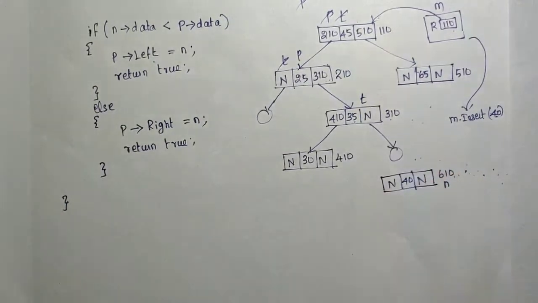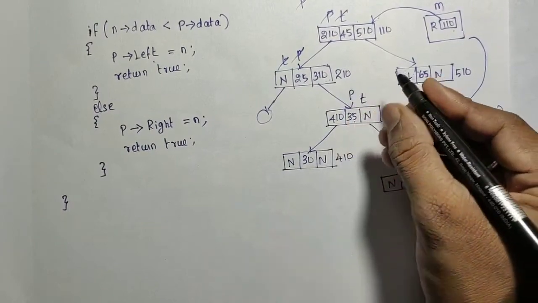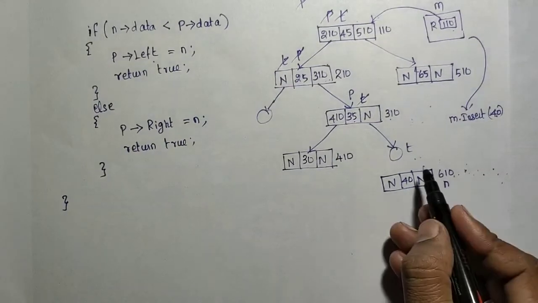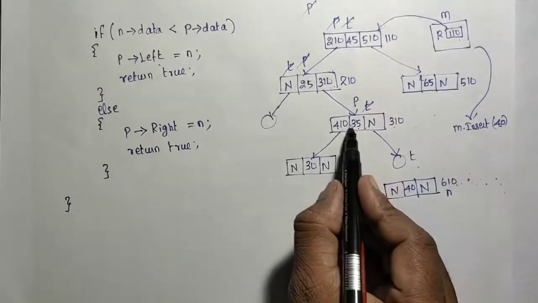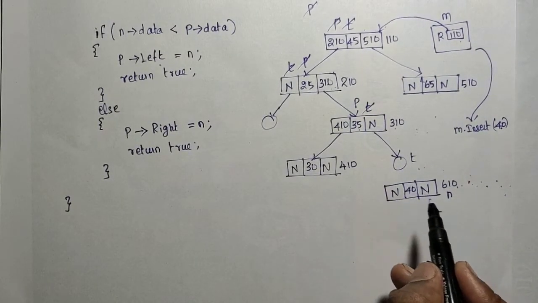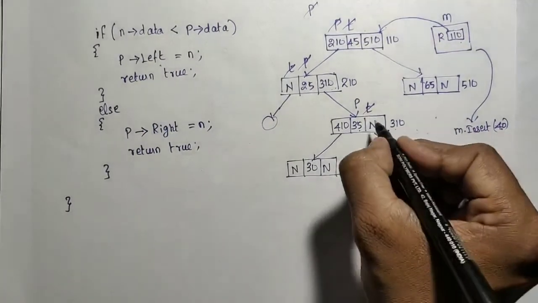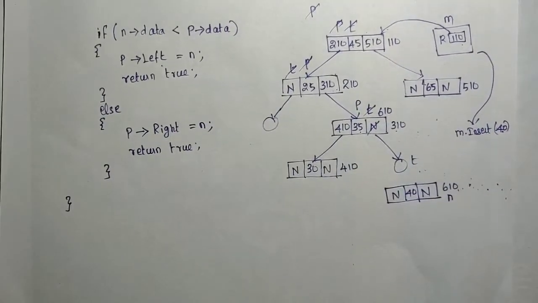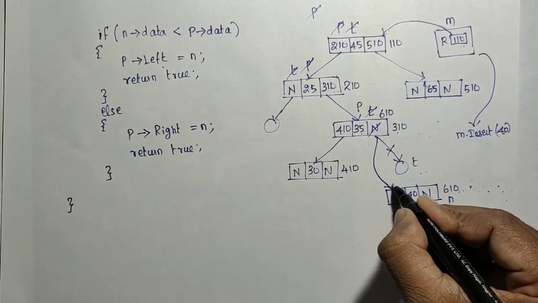40 is greater. Again I still have to go right. Go right means P will be moved here first and then T will be moved to the right side. T reached the null, I can stop. So I have to compare 40 and 35. 40 is greater. Greater means the P of right equals that new node. Right equals the new node address, 610. So it will be linked with this one. This link will be cut and this link will be created.